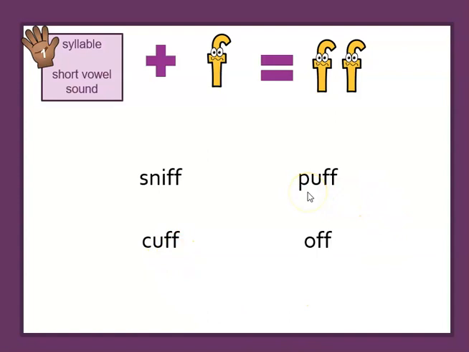Let's tap these words out. P, f. I hear three sounds. Let's see how many syllables. The word is puff. Clap the word. Puff. One syllable. It has a short U sound. It ends in the letter F. So what are we going to do? That's right. We're going to double the F. Double means two. So I'm going to write two Fs.